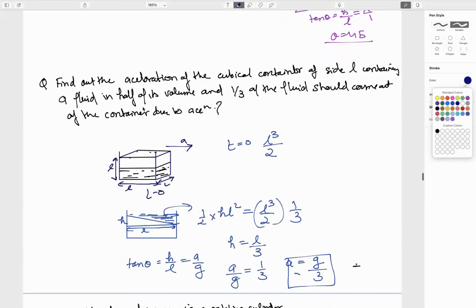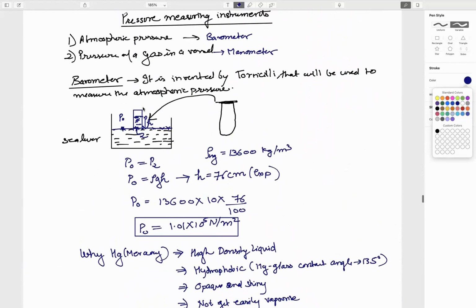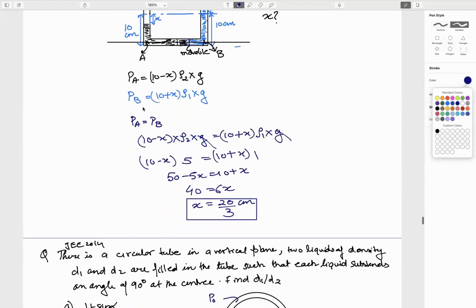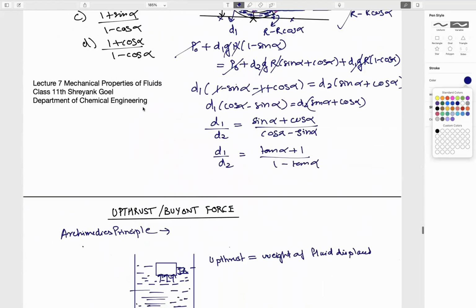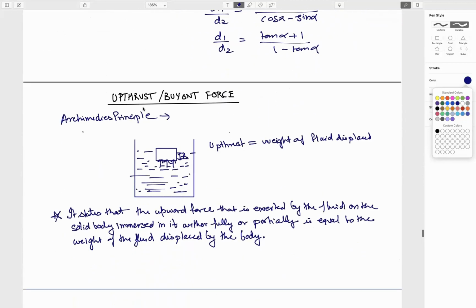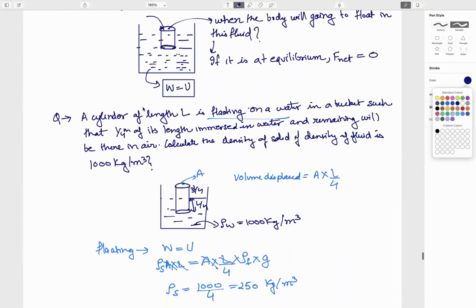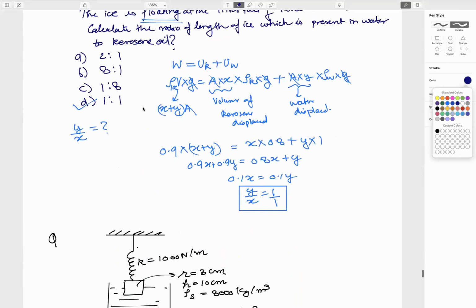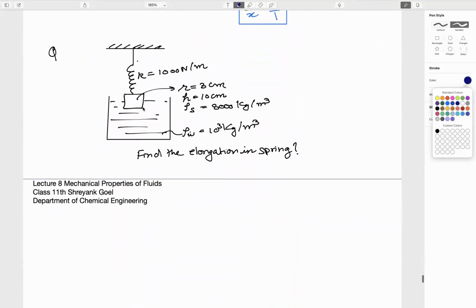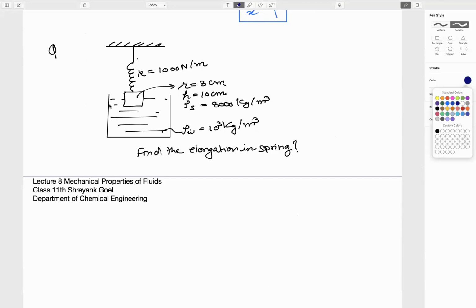Then I discussed some of the measuring instruments like manometer, barometer, U-tube, and some good questions we have taken there. Then I went through upthrust, the concept of upthrust, Archimedes principle, and law of flotation. And in the same, I gave you one question yesterday. So this is that question, whose solution we need to find out, and we need to see what is the elongation in the spring. I hope you tried this question at home. Now let's see what is the correct way of doing it.